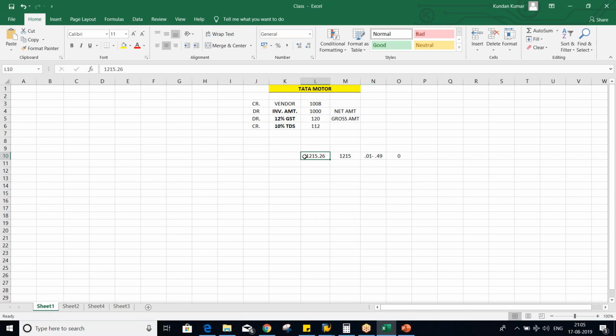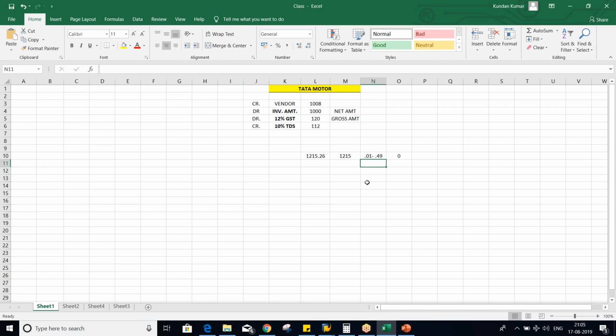Okay, so look at here. 0.26 is there, so it will fall under this one, so 0 will be there. So now what is happening, guys? 1215 will be there, right? Plus 0, it will be this much only.